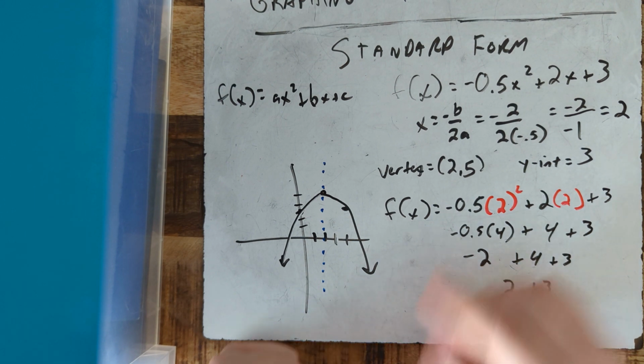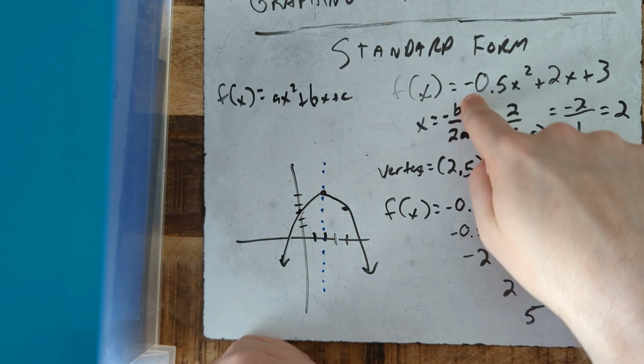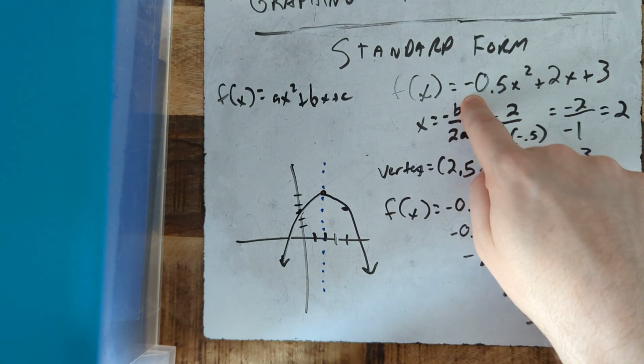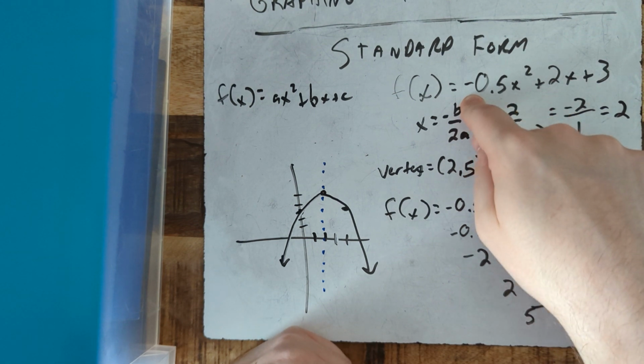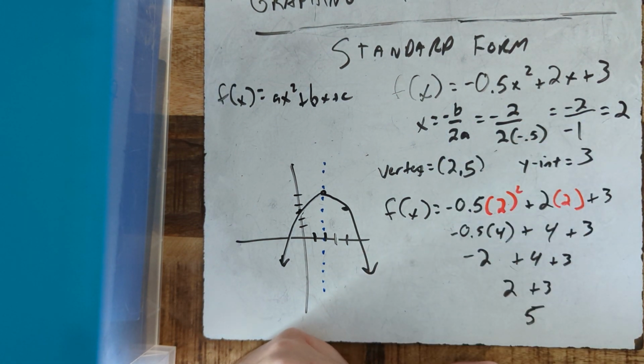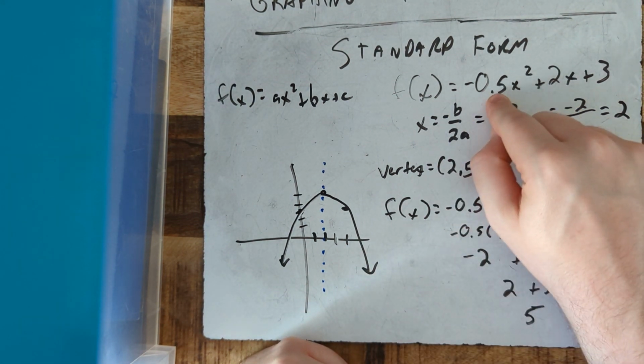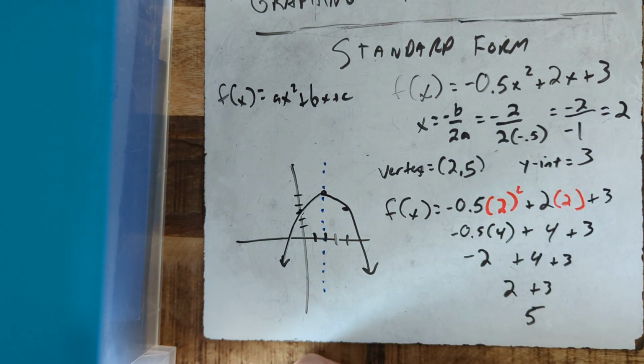Now, you know it's downward facing. Why is that? Because we see our number in front here is negative. Now remember, we talked about that. If it's a negative in front, it's going to open down, which it does. And our number in front is also less than 1, which means it's a little bit wider than normal, okay? It's a little bit wider than our parent x squared graph. So that's how you graph in standard form. That's the basics of it.